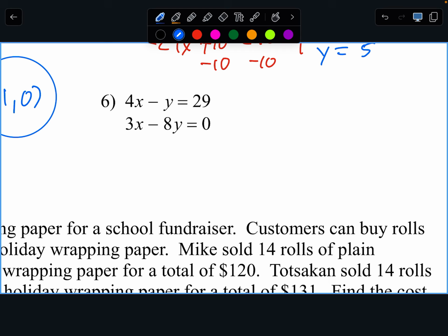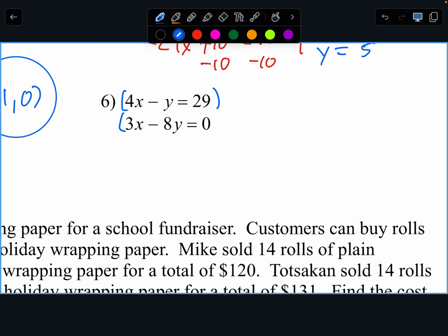X's. Either one's fine. Now, if we try to match up the x's and get those to cancel out, we have to multiply both equations. If we just want to match up the y's, we'll have to multiply one equation. Okay? Either option, like I said, is totally fine. I'll go and show you matching up the x's.